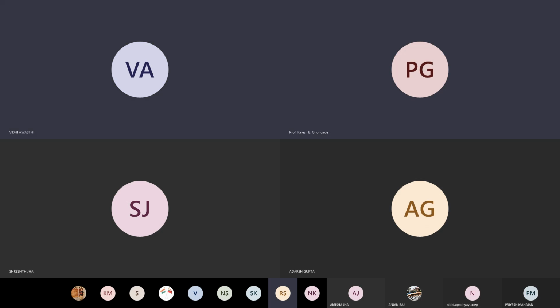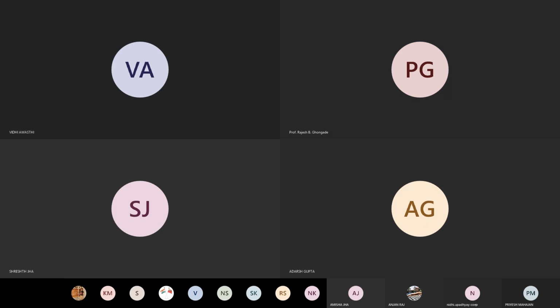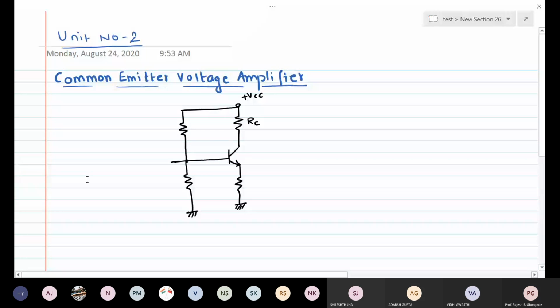Excuse me, sir. Yes. Sir, the screen is not being shared, no one can see it. Screen share is not happening. One second. Do it once. Is it okay now? Yes, sir. Visible. All right.